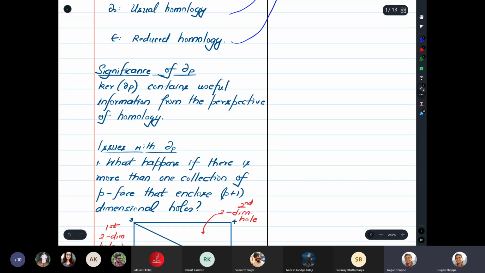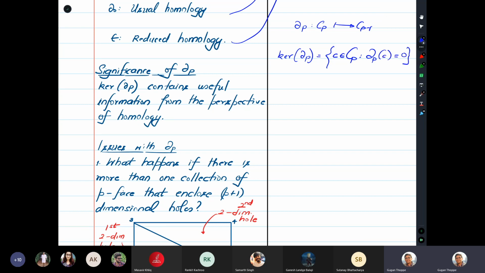Last time we also saw a bunch of examples to try and appreciate the significance of this ∂p operator, and we saw the kernel of ∂p. Recall that ∂p is a linear operator that goes from Cp to Cp minus 1, and the kernel of ∂p is all those p chains in Cp such that ∂p maps them to 0. We saw that this kernel of ∂p contains useful information from the perspective of homology.